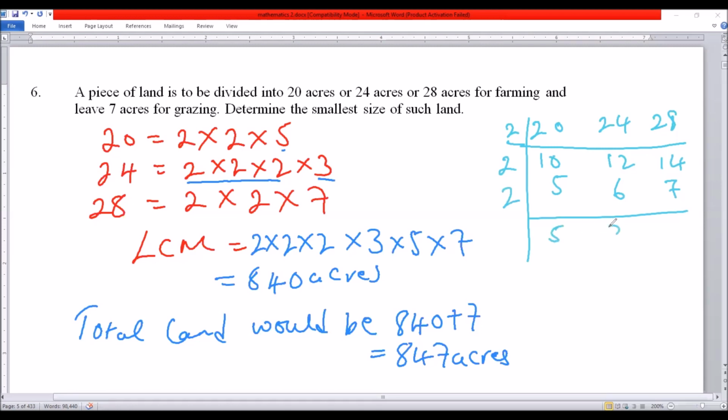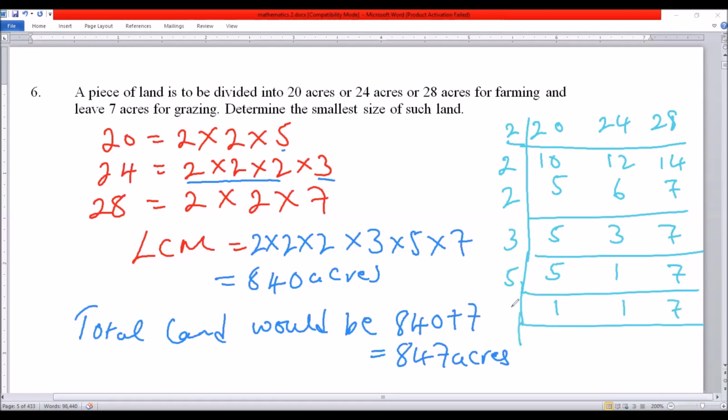So here we have 5, we have 3, and we have 7. This is where now you divide by 3. We get 5, 1, 7. We divide by 5, we get 1, 1, 7. And finally, we divide by 7, we get 1, 1, 1. So the LCM here is the same as what we have above. And when you add 7, you should end up with 847 acres. So that's how you work out that question.